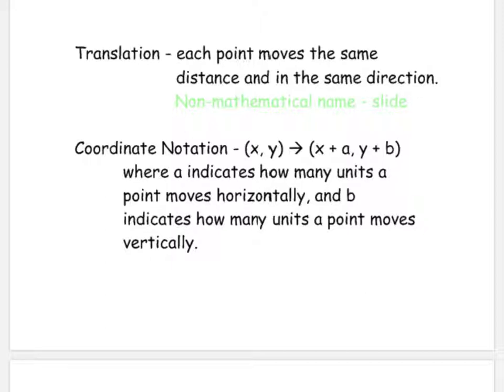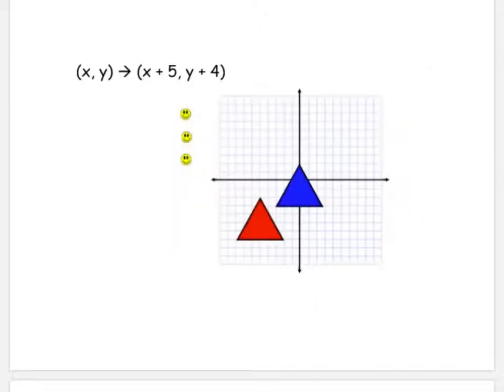Then for translations, we have something called coordinate notation. Every point starts off (x, y), and then the little arrow is what it goes to, and then it says (x plus a, y plus b). And it tells you that a is how many units it moves left or right, because if you have a grid, this is the x-axis, this is the y-axis. The x-axis goes left or right, or horizontally, so the a tells you how much you're moving the points horizontally. And the b then tells you, because it's y plus b, how much you are moving it up or down. So let's take a look at this particular graph.